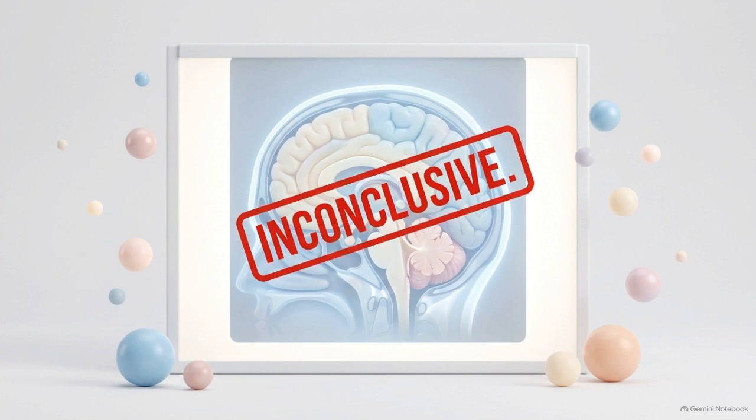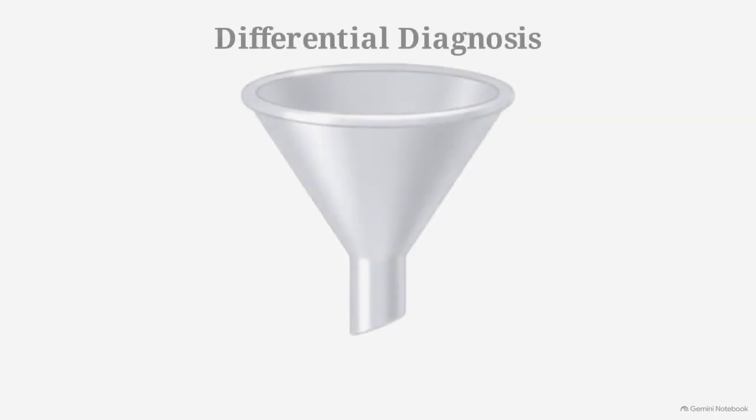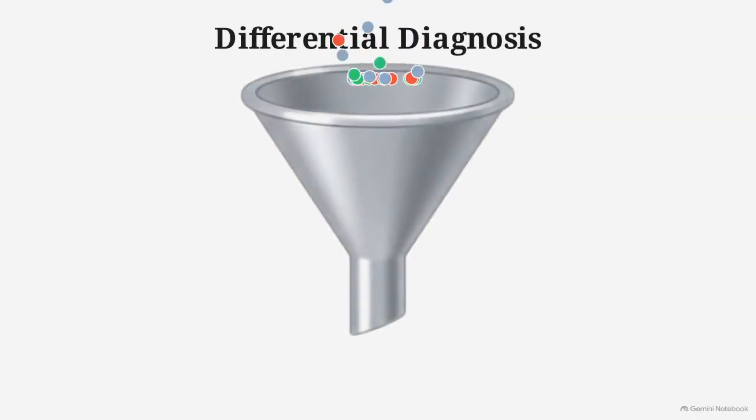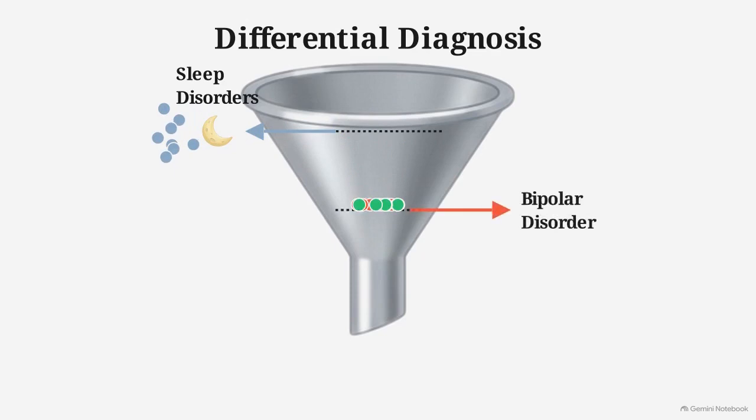ADHD is a purely clinical diagnosis. There is no single definitive blood test, CT, or MRI scan that can confirm its presence. Instead, clinicians must rely on exhaustive histories, corroborated by standardized tools like the Vanderbilt or Conners rating scales. This filtering diagram represents differential diagnosis. A critical step is isolating true ADHD by screening out overlapping conditions like sleep disorders. In adults, clinicians must carefully differentiate impulsivity driven by ADHD from the manic phases of bipolar disorder.